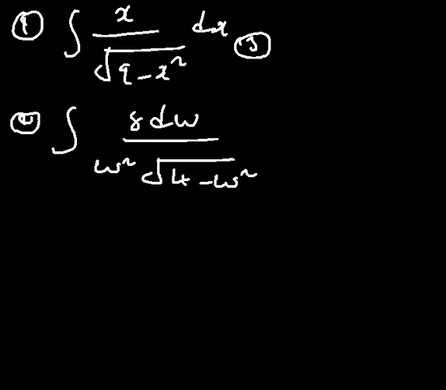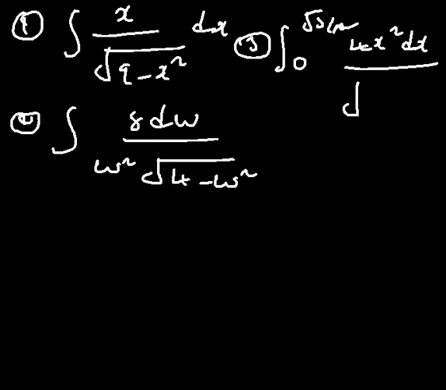And what if you have a case like this, say the integral from 0 to the square root of 3 over 2? This is a definite integral, so we should have that one: 4x squared dx divided by the square root of 1 minus x squared.